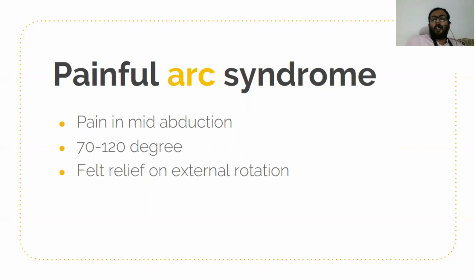Coming to the next pathology, it is painful arc syndrome, in which the pain is in between 70 to 120 degrees. That is pain in mid abduction. While doing abduction, the patient feels pain at 70 to 120 degrees, and in extreme abduction there is no pain. Whenever the patient does adduction, the pain reappears from 120 degrees to 70 degrees. In between 70 and 120 degrees, while doing this abduction, if you do external rotation, then the pain subsides. It is the typical feature of painful arc syndrome.